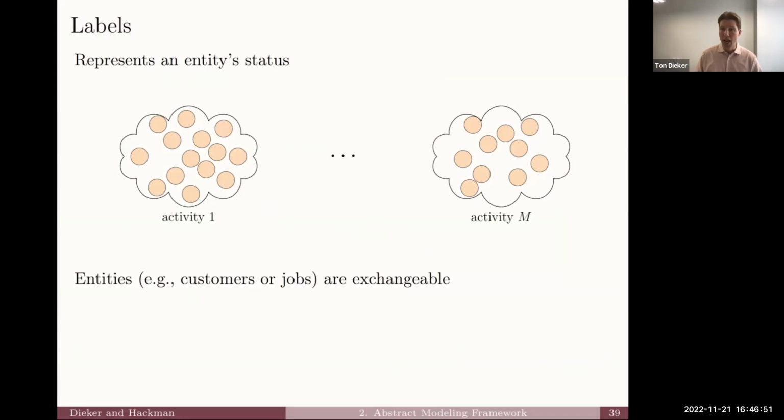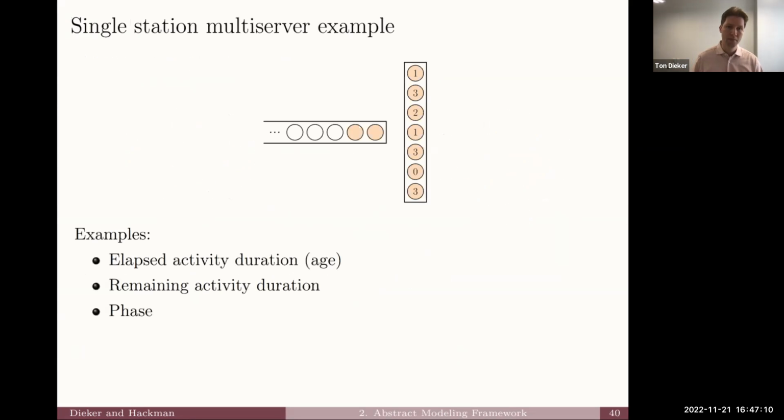Labels represent an entity's status. So you can think of having numbers on top of these circles. And a key feature of what we do is that if an entity has the same label undertaking the same activity, we do not distinguish these entities. So as an example, in the single station multi-server case, the label can represent how long ago it's been since the customer started service, or how much time is left to undergo service. Or more abstractly, it can represent some kind of phase.